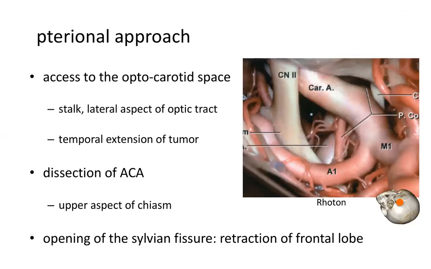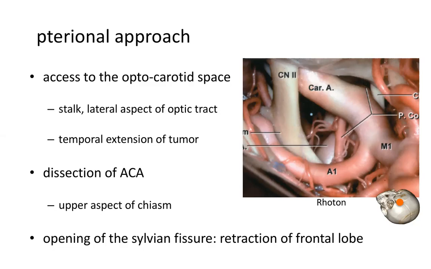So the pterional approach gives access to the optic tract through the optocarotid space. We see the pituitary stalk. We see the lateral aspect of the optic tract, which is very often impacted by the carotid artery. The tumor bulges on both sides of the carotid. And we can also access the temporal extension of the tumor. If we dissect the anterior cerebral artery, we can access the upper aspect of the optic chiasm, and we can do some resection this way.